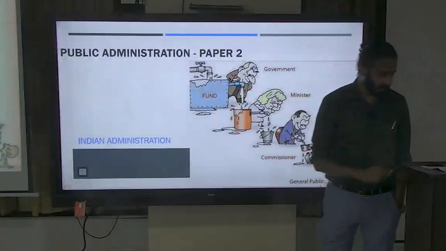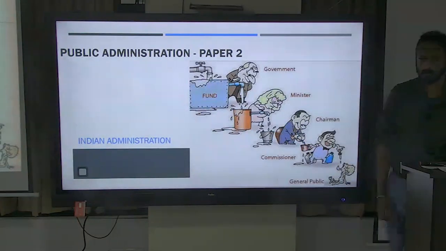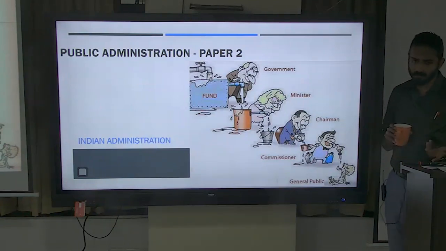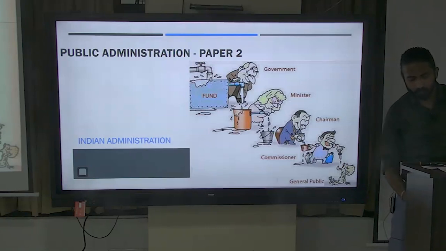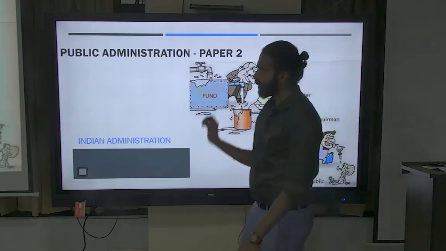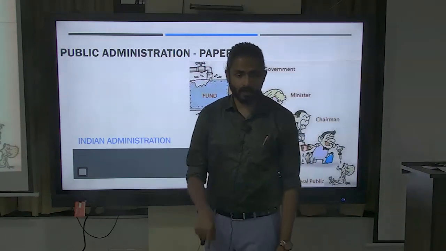Paper 2 is nothing but, as I told, what you are eagerly waiting to do. What are you eagerly waiting to do? Serve the society. So here we will learn about how in India we are serving the society. So 14 chapters, simple chapters. We will finish paper 2. This batch I am starting with paper 2. We will start with paper 2.